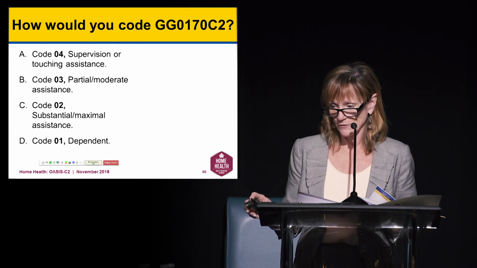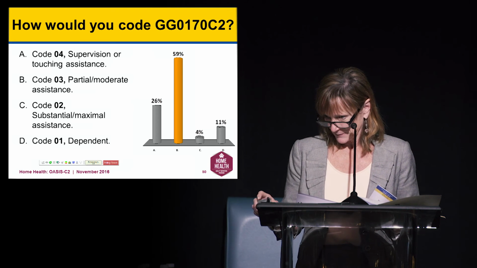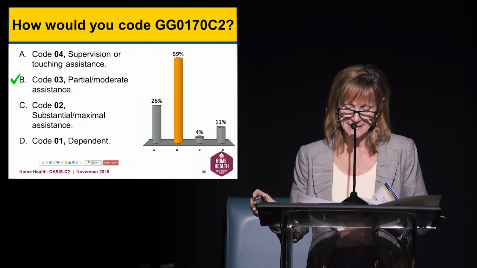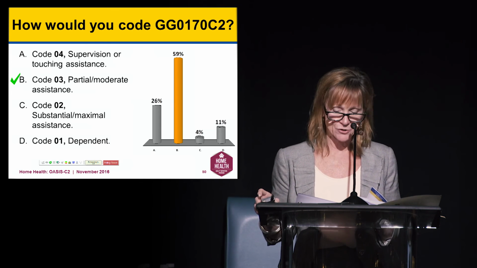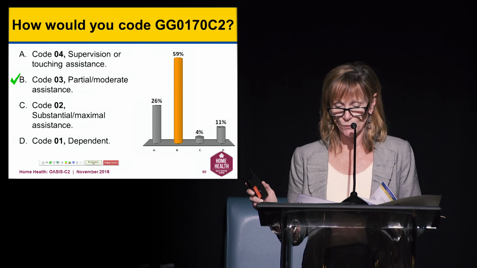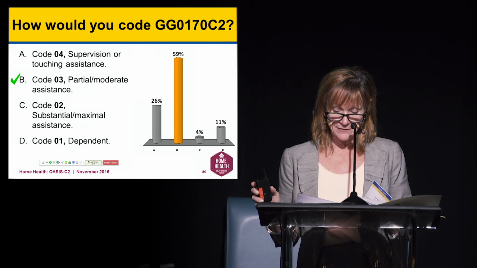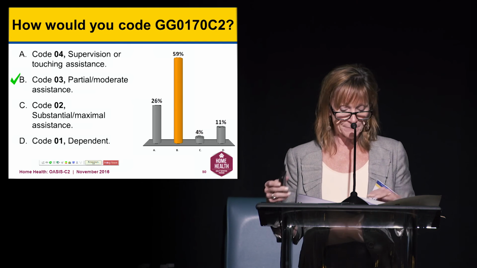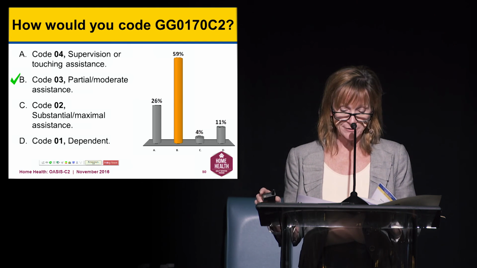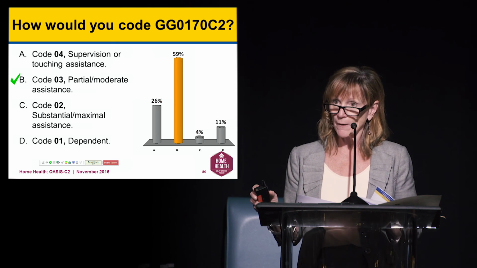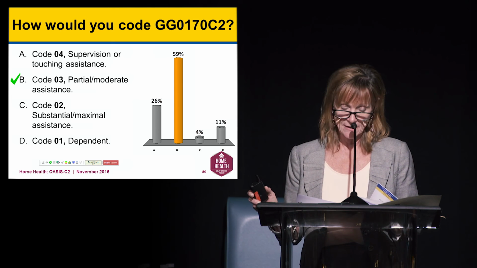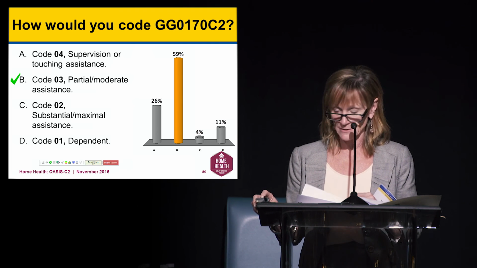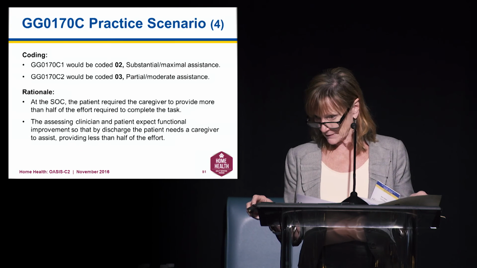Okay, so it looks like everyone's completed that. So the correct answer, again, this is for the discharge goal. This is for GG0170C2, that the patient would require the discharge goal after assessing all of the factors would be 3, that it would be partial or moderate assistance, because as described, the patient would only require assistance helping his legs off the bed.